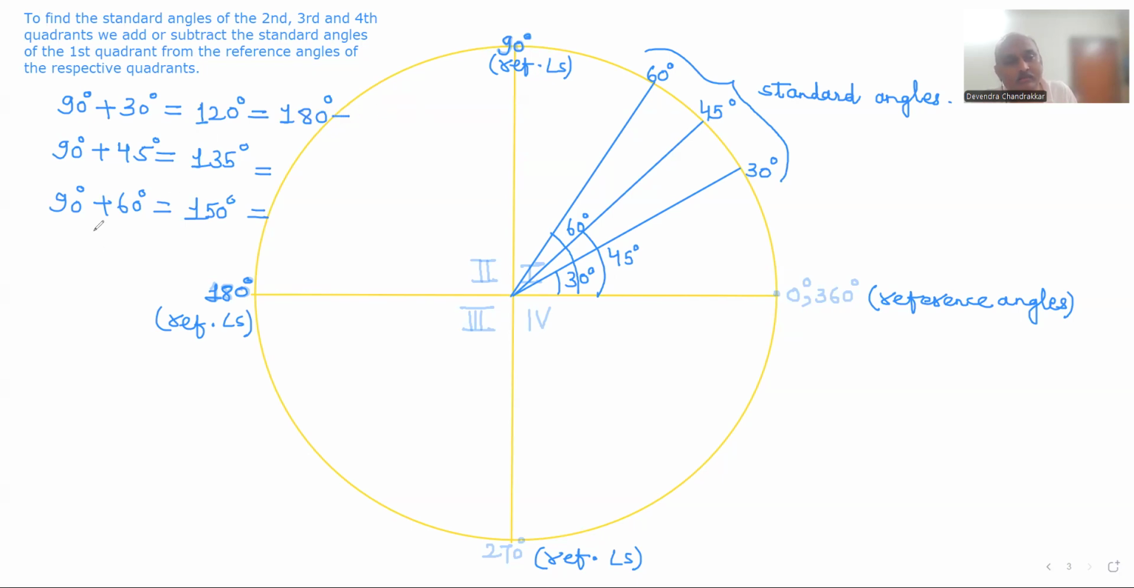180, how do we get this again? 180 minus 60, 180 minus 45, and 180 minus 30. Okay? So these are the standard angles of the second quadrant. Anybody is having any doubt in this execution, please ask.